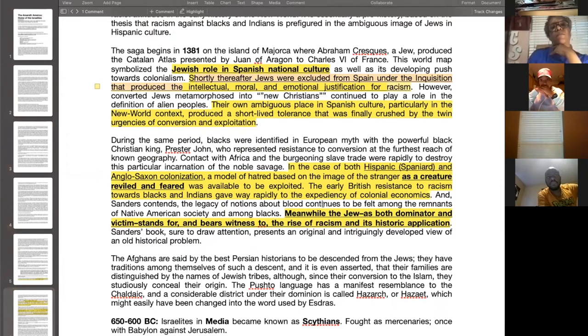So they used to live there. They were kicked out, moved over to St. Thomas, to the Virgin Islands. Anyway, I have all this stuff documented. I don't have time to go through it all right now.